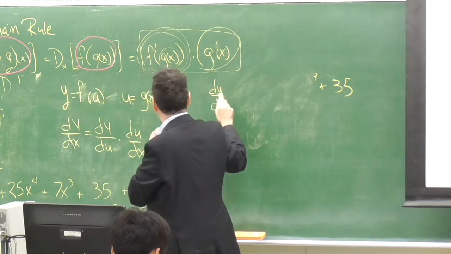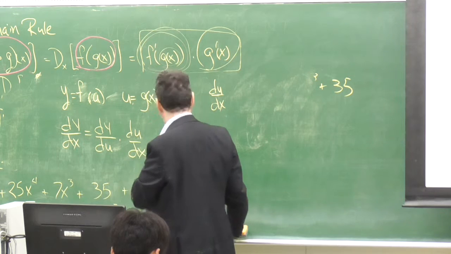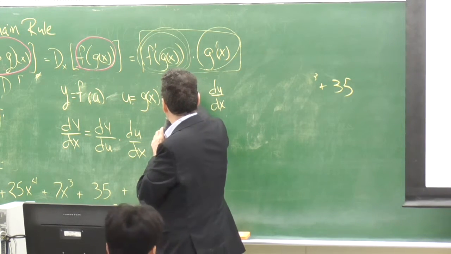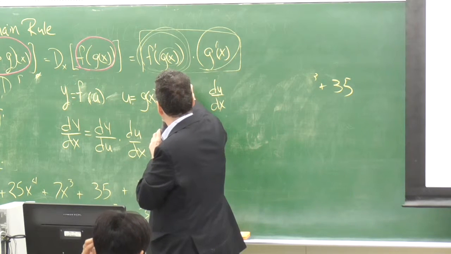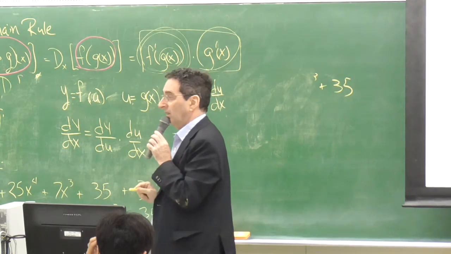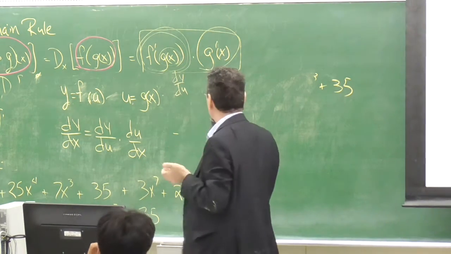Right? So this part is du dx. Now this part, how do I get that one? This part I want to write it, I hope to be able to show that this is dy du. So, how do we explain that?